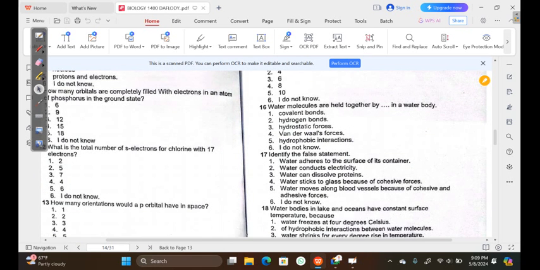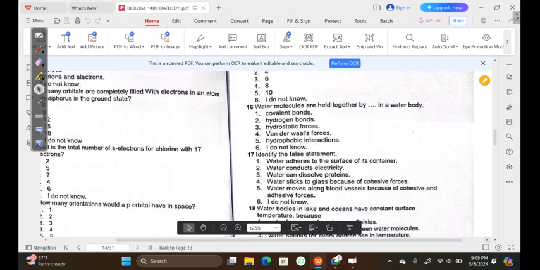Okay, so let's move on to question 16. Water and its properties. There are a lot of questions in exams as well as tests from this topic, water and its properties. So I'll tackle a few, then we'll move. Question 16 reads, water molecules are held together by dash in a water body. Here we're interested in the bonds. What bonds hold water molecules together in a water body? We have covalent bond, hydrogen bond, hydrostatic forces, Van der Waals, and hydrophobic interactions.